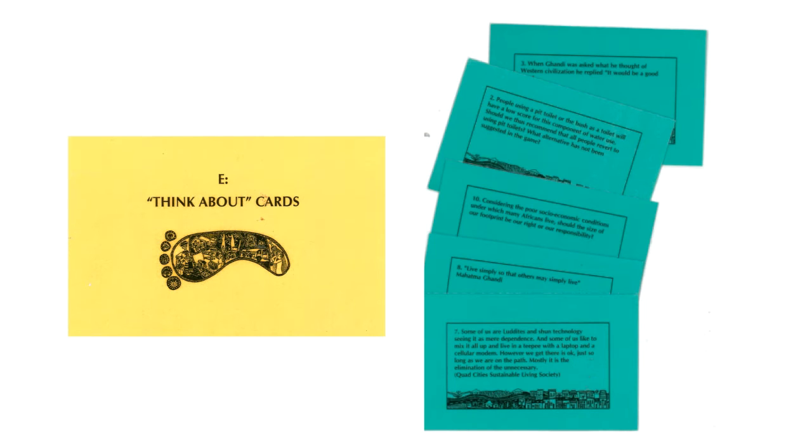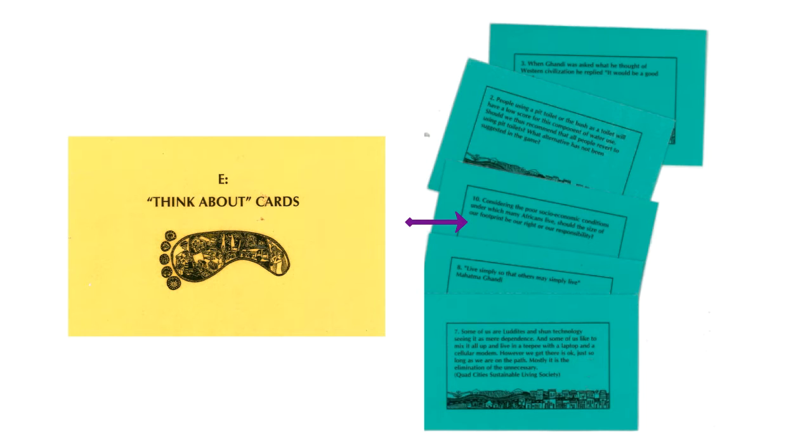Then there are a series of think about cards that you can also use in this game, and these cards start to raise ethical dilemmas, and they bring in various values and morals that make you think a little bit differently about development and make you think a little bit differently about your footprint. So for example, one of the cards says, considering the poor socioeconomic conditions under which many Africans live, should the size of our footprint be our right or our responsibility?